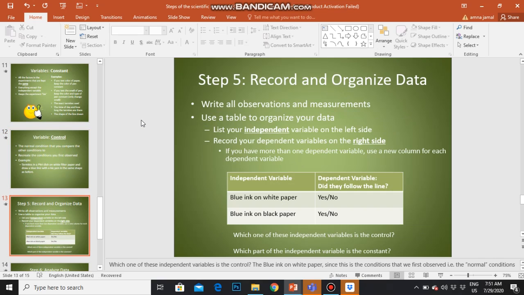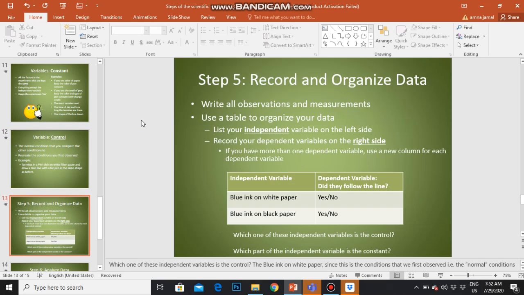Step 5, record and organize data. Write all observations and measurements. Use a table to organize your data. List your independent variable on the left side. Record your dependent variable on the right side. If you have more than one dependent variable, use a new column for each dependent variable. Blue ink on white paper: yes. Blue ink on black paper.